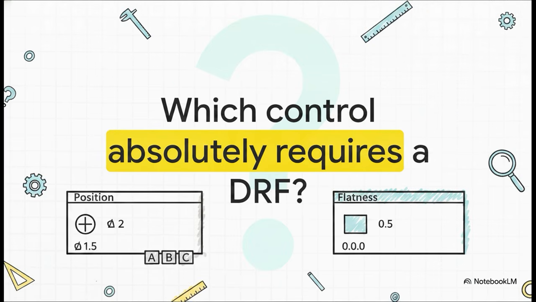Okay, quiz time. Let's put these new decoding skills to the test. Think back to our set and structure. If I show you a position control frame and a flatness control frame side by side, which one of these absolutely requires datum references at the end of the sentence? Take a second and lock in your answer.